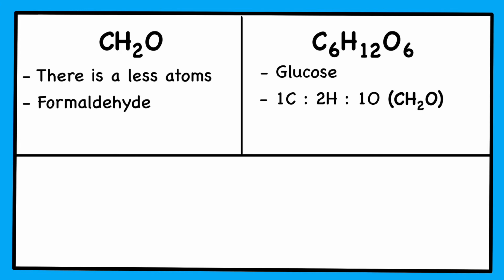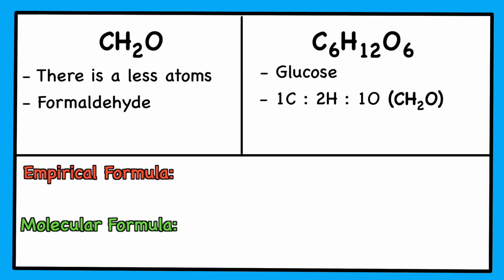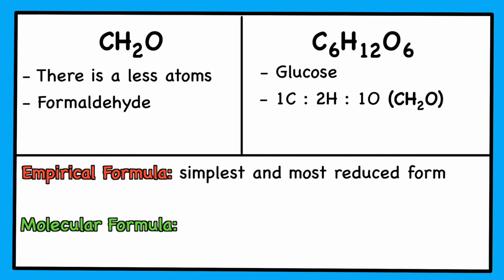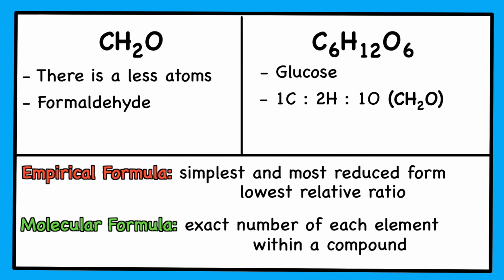When it comes to chemical formulas, there are 2 types of formulas: the empirical formula and the molecular formula. The empirical formula is the simplest and most reduced version of a chemical formula. We can think of this formula as giving us the lowest relative ratio of elements within the compound. The molecular formula gives us the exact number of each element within a compound.